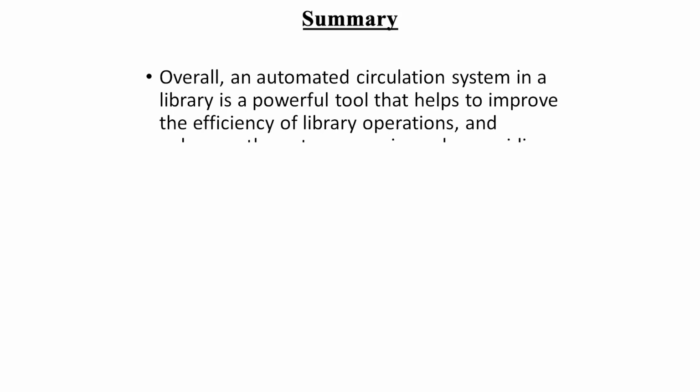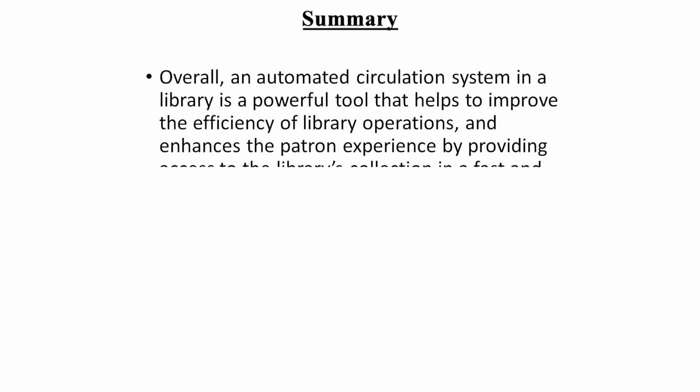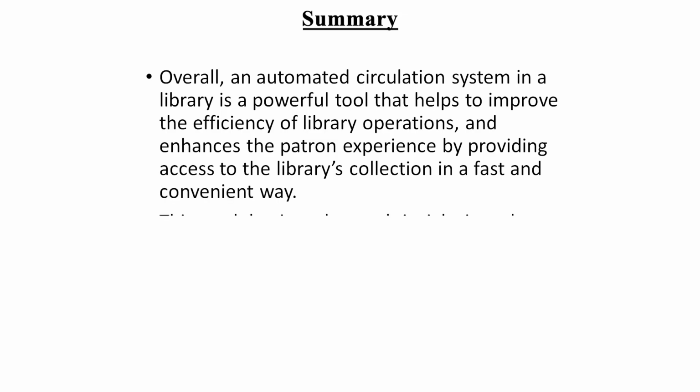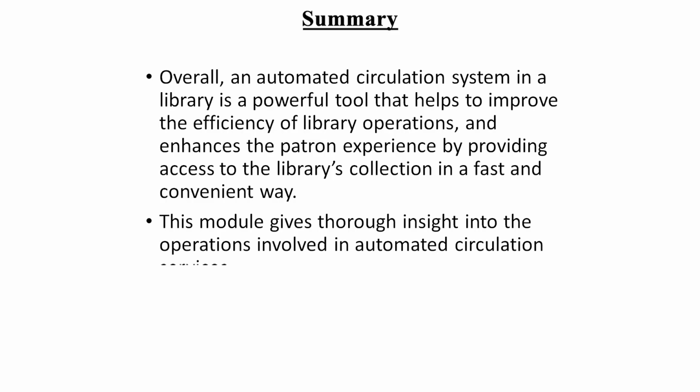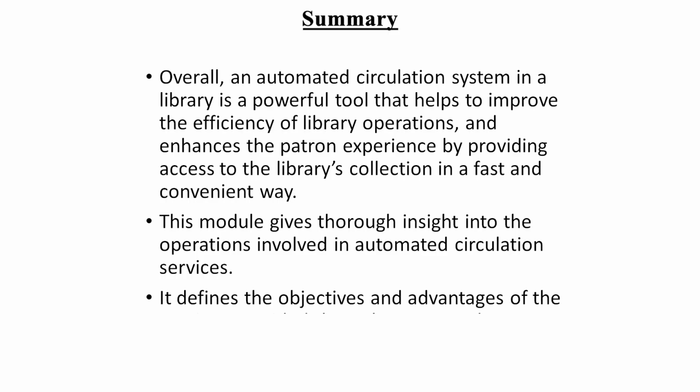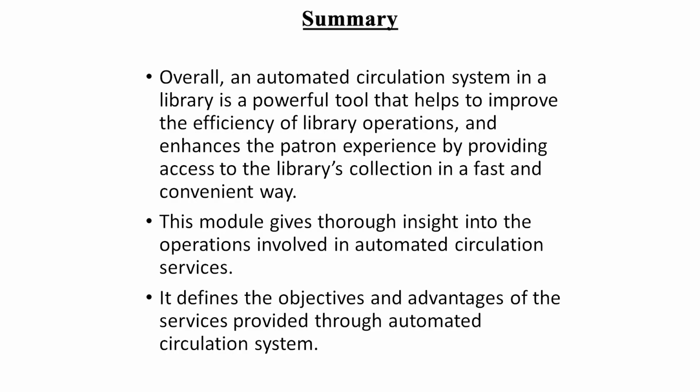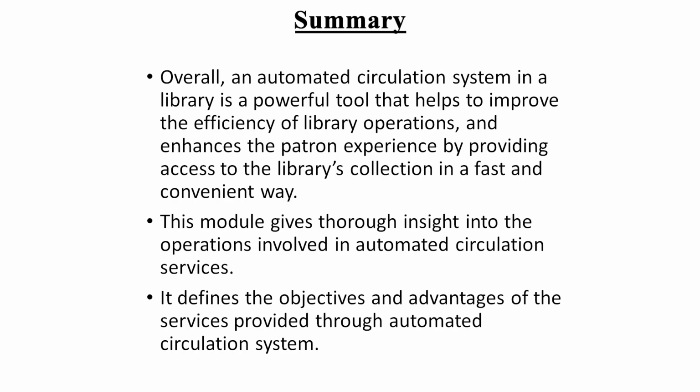Summary. Now I will summarize these things. Overall, an automated circulation system in a library is a powerful tool that helps to improve the efficiency of library operations and the patrons' experience by providing access to the library collection in a fast and convenient way. This module gives thorough insights into the operations involved in automated circulation services. It defines the objectives and advantages of the services provided through the circulation systems.